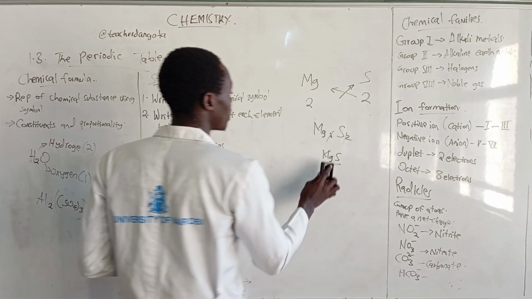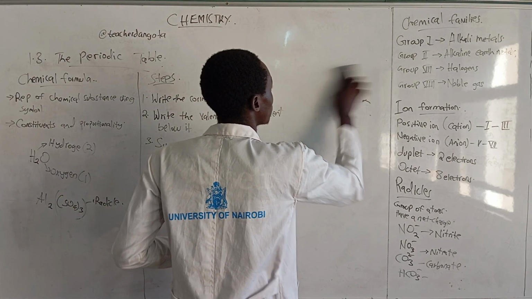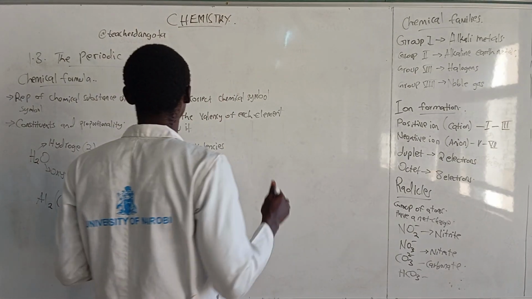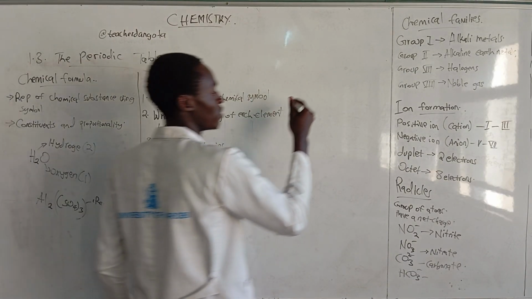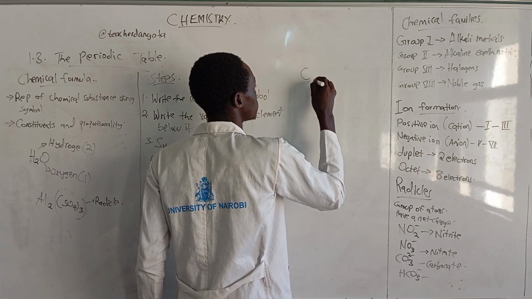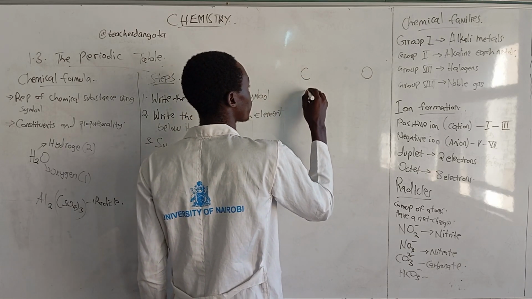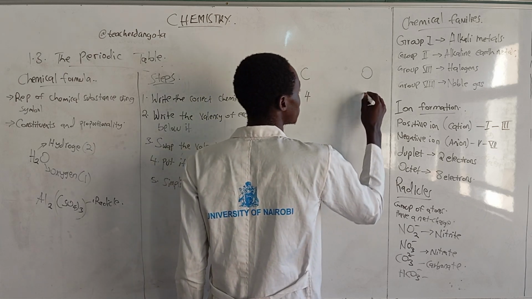And now the next one, let's try now to write the one for carbon dioxide. So first write the chemical symbol. Chemical symbol, we have carbon is C, oxygen is O. The valency for carbon is 4, and the valency for oxygen is 2.